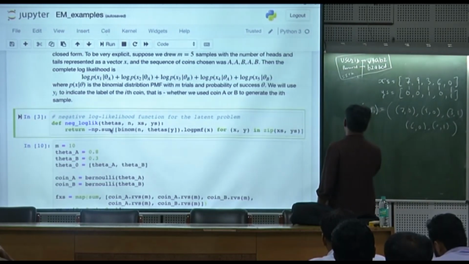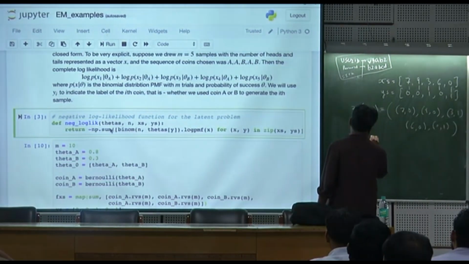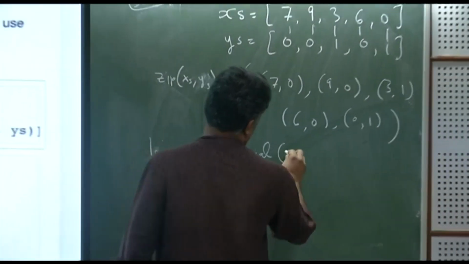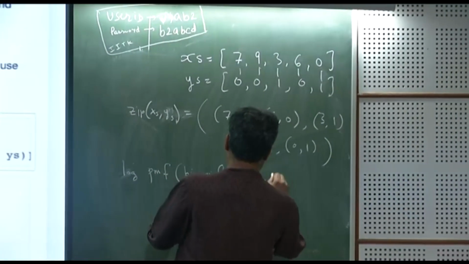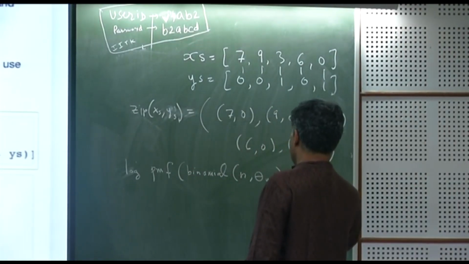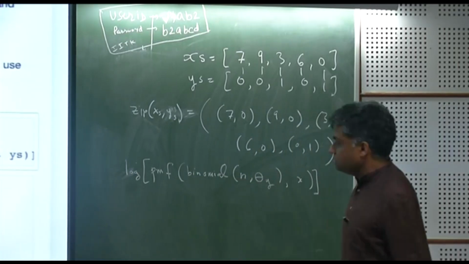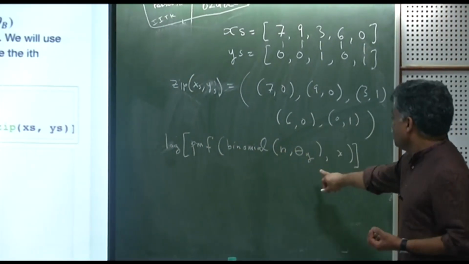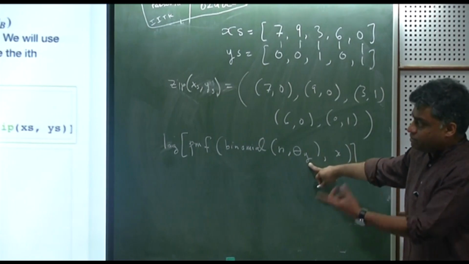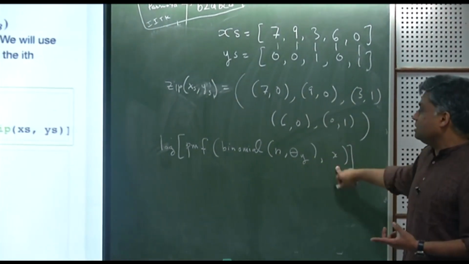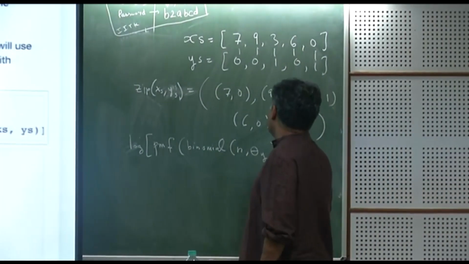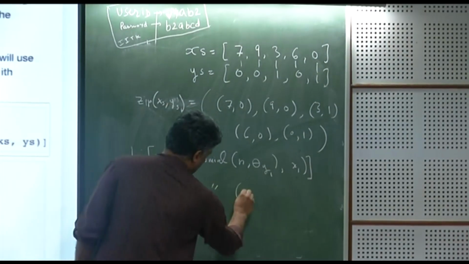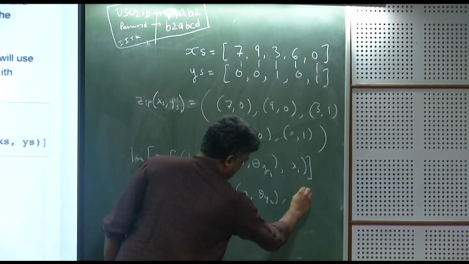look at the log of the PMF of the binomial distribution of n, theta y, evaluated at the point x. That was all this second statement says. Binomial distribution n at theta corresponding to y, take the log of the probability mass function of that particular distribution evaluated at the point x. So first it will do y1, x1, next element will be log PMF binomial n, theta y2, x2, and so on.